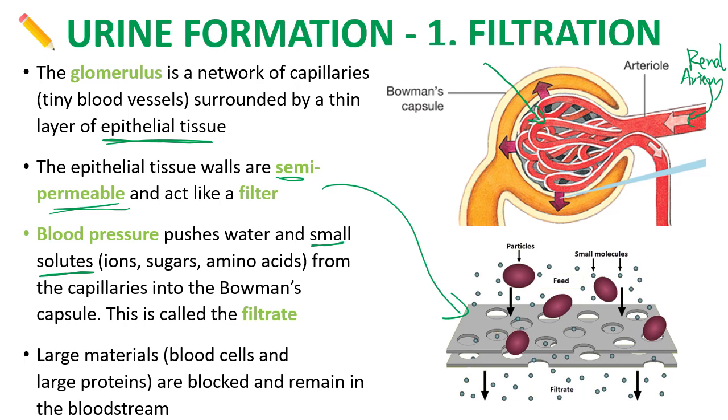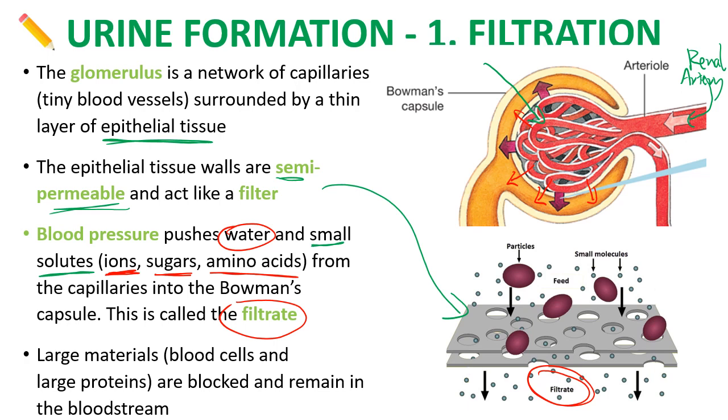And it's only the small molecules that can fit through the gaps. That's why it's semi-permeable. So the small molecules that can get out, obviously, is water, plus some ions, some salts, sugars from our sugar digestion, and amino acids from our protein digestion. And all of that material, remember, gets filtered out into this little capsule, this little space surrounding the capillaries called the Bowman's capsule. And that collects all of this material, and it's called the filtrate at this stage. Filtrate is anything that passes through a filter.